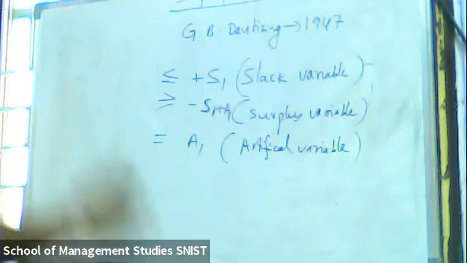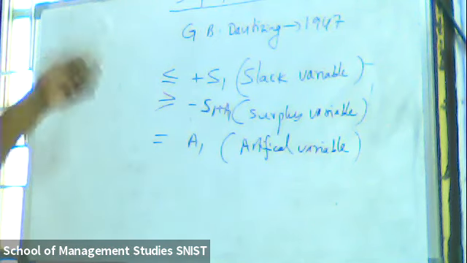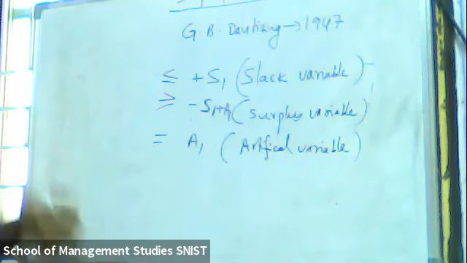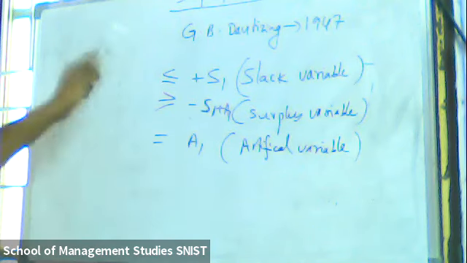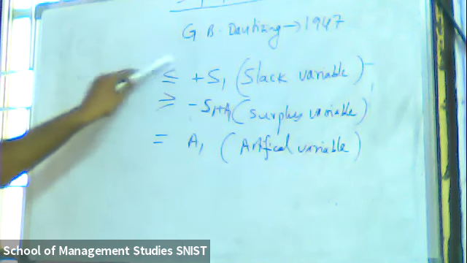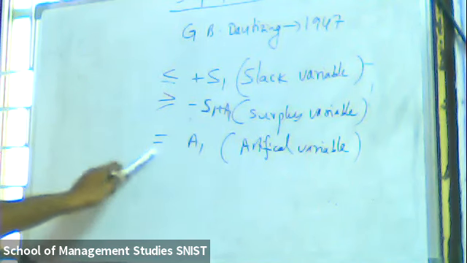Shall I repeat once again? Yes, sir. Repeat it once again. Listen. When you are solving a simplex problem, the first and foremost thing is that the given problem has to be expressed in the standard format. When you are expressing it in the standard format, the first step in the simplex method is to observe the symbol in the constraint. Is it less than or equal to, greater than or equal to, or equal to?